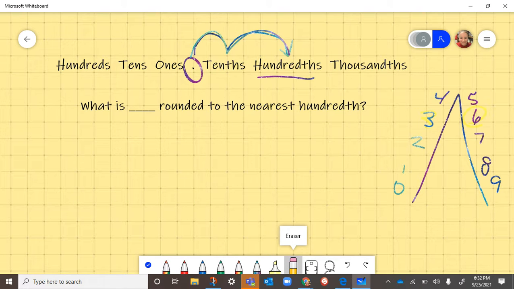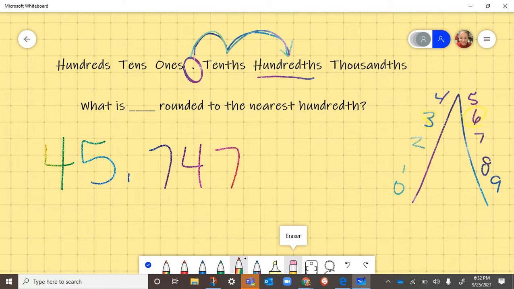All right, let's do 45 and 747 thousandths. All right, so go ahead and try this. I'm not going to say the steps. You do the steps on your own. So go ahead, pause this video and solve. We're rounding to the nearest hundredth.